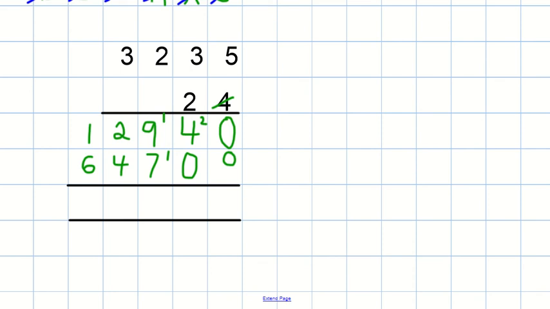Okay, now we need to add our 2 amounts together. 0 and 0 is 0. 4 and 0 is 4. 9 and 7 is 16. 2 and 4 and 1 is 7. And 6 and 1 is 7. Hopefully you're in agreement then, Year 6, that our answer is 77,640. If you've got that one, give it a neat little tick. If you need to review your learning, pause the video now.